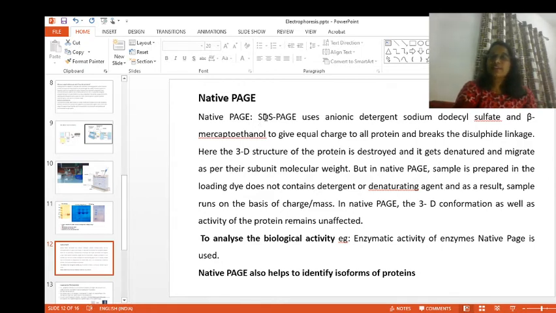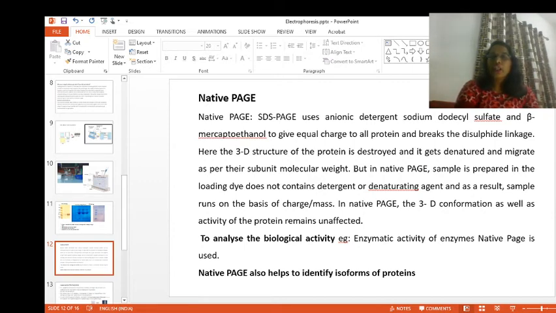SDS-PAGE contains the anionic detergent SDS and beta mercaptoethanol, and also heating. These three properties denature our protein. But in the case of native PAGE, we are not heating our protein, we are not adding SDS, we are not adding beta mercaptoethanol. So there is no denaturation, and the 3D structure of the protein is not destroyed and it is well maintained.